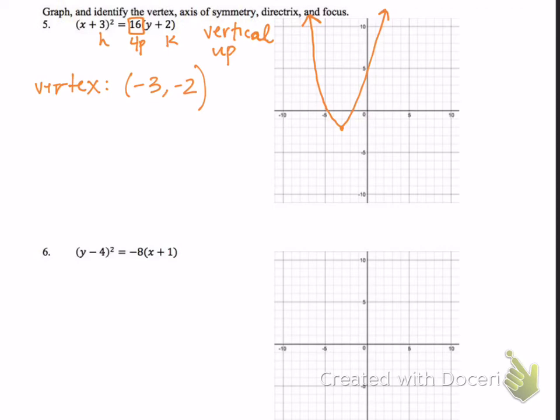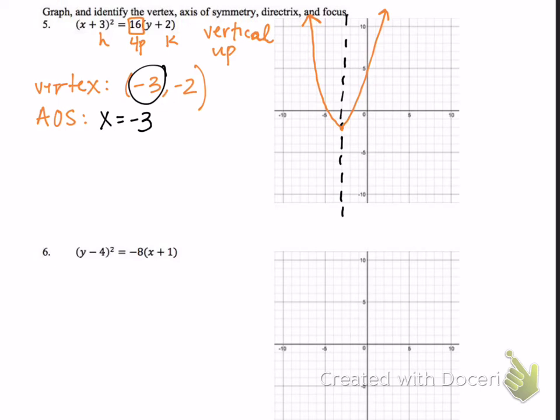And so my axis of symmetry then would be at what line? x equals -3. Perfect. Because you always take your h for vertical and you take your k for horizontal.